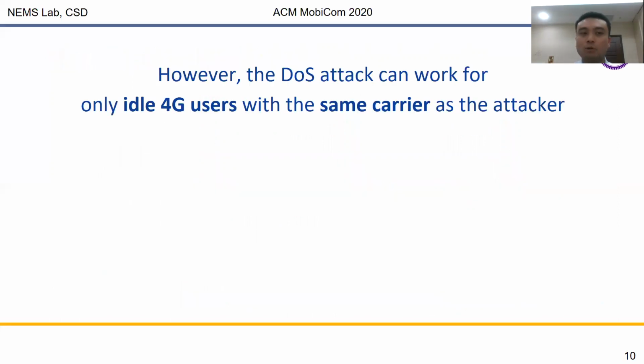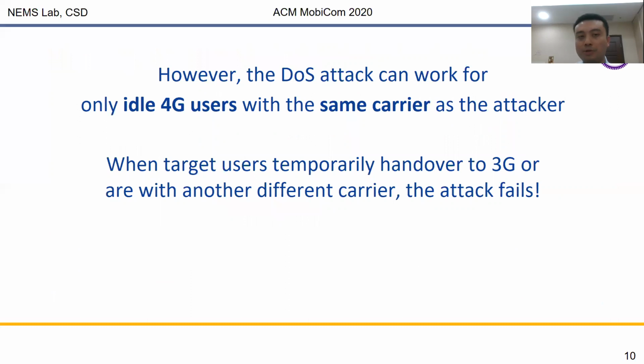However, the DoS attack can work for only idle 4G users with the same carrier as the attacker. When target users temporarily hand over to 3G or are with another different carrier, the attack fails.